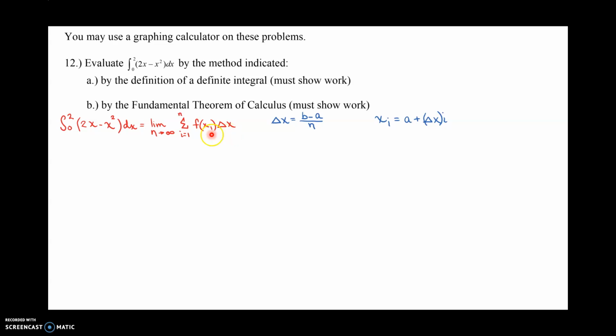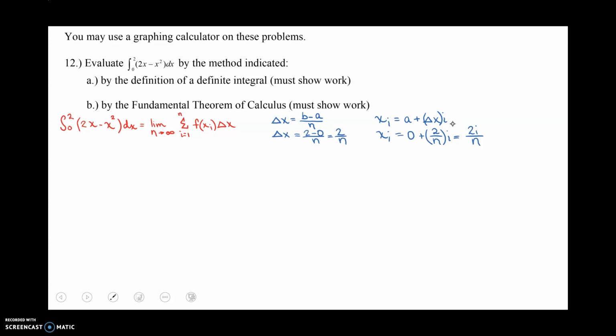So I just need to find x sub i and the change in x, right? So here's the formula for both of those. Change in x is going to be b minus a over n. So b was 2 and a was 0, so we're just going to have 2 minus 0 over n. I don't know what n is, so I leave it in my problem. Then x sub i is just our a value, so for us that was 0, plus the change in x, we just got that, that was 2 over n times i. So it would just be 0 plus 2 over n times i, or 2i over n.